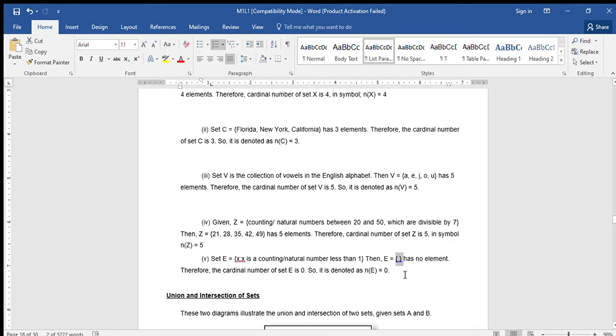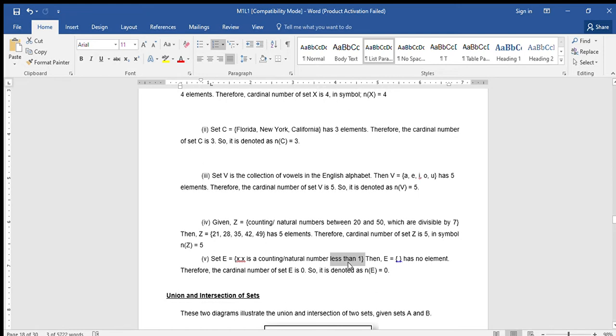Null set or empty set. Null set or empty set. So, pasabot ana, wala tay element. Ganun wa man tay element. Unsa day ang mga number nga less than 1 nga counting number? Naa ba?